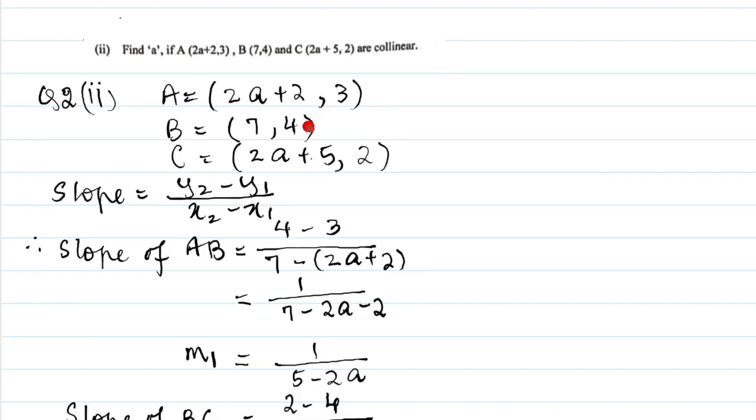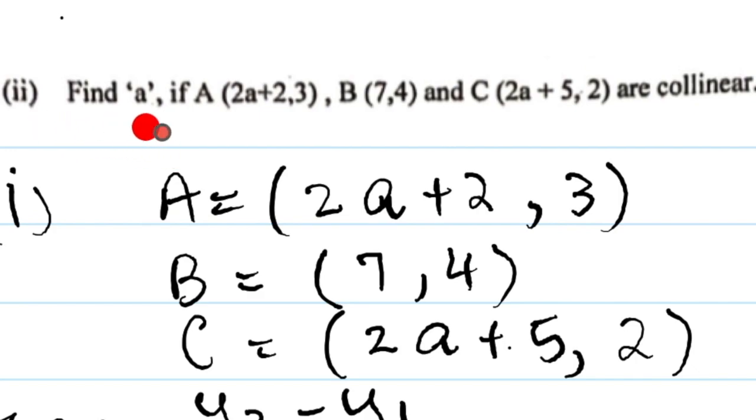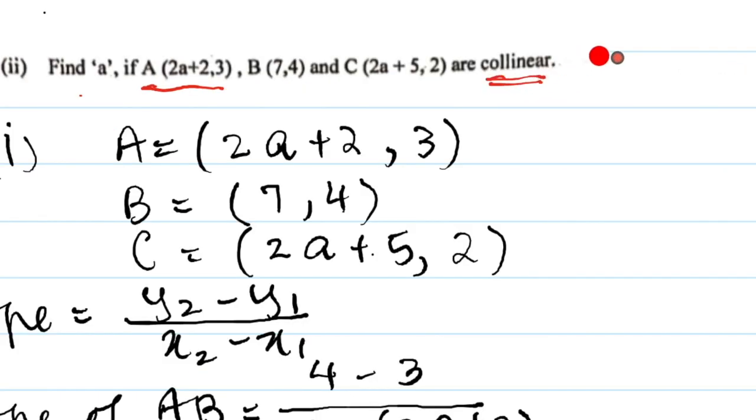Let us come to question 2, second subpart. Find a if A (2a + 2, 3), B (7, 4), and C (2a + 5, 2) are collinear. If they are collinear, that means they are going to be in the same straight line. They could be in any order, but remember the slope of BA and slope of AC and slope of BC, they will all be equal.